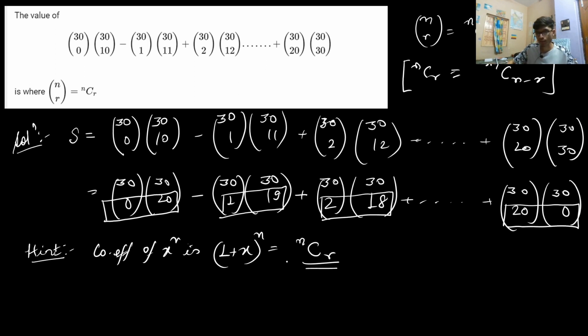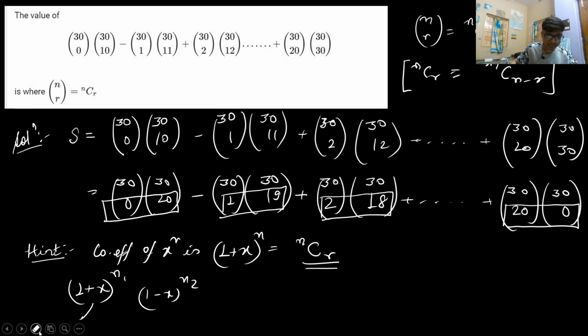So if we are given some kind of expansion like (1 plus x) to the power n1 and (1 minus x) to the power n2, and we have to find some coefficient, then what we can do is take n1 minus r from here, and similarly from the other. Let us say we are looking for the coefficient of x to the power n. If we take x to the power n from here, then we take x to the power 0 from here. Similarly, if we take n minus 1 from here, then we take x to the power 1 from here, and so on. So this is very similar to the question given in the problem statement, that is, the summation S.